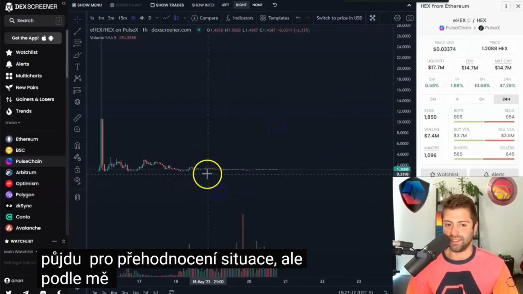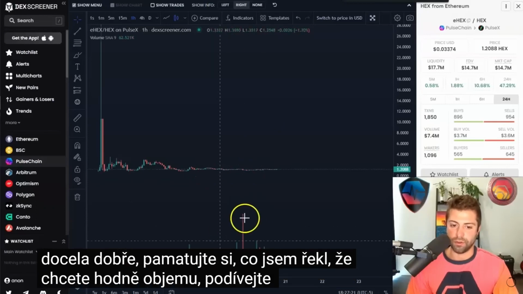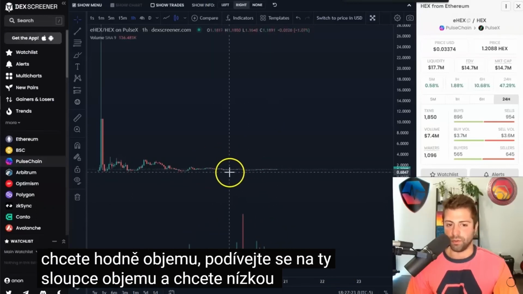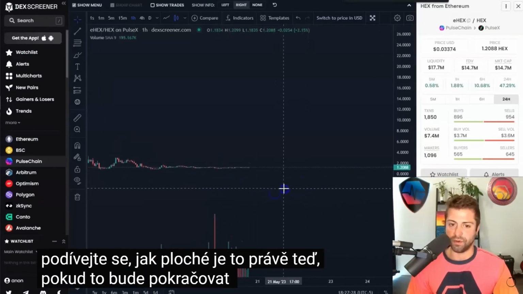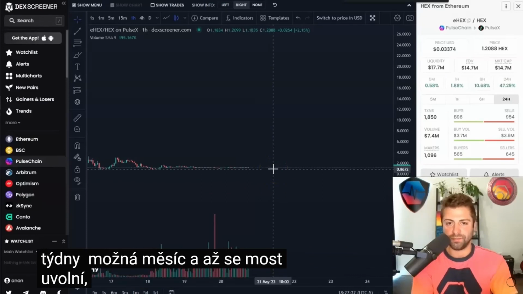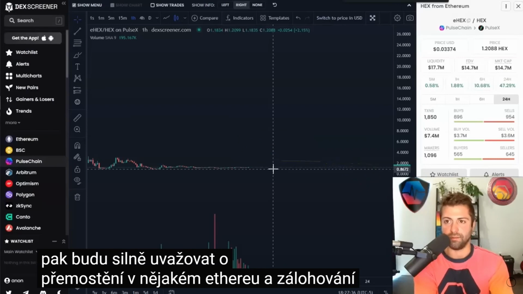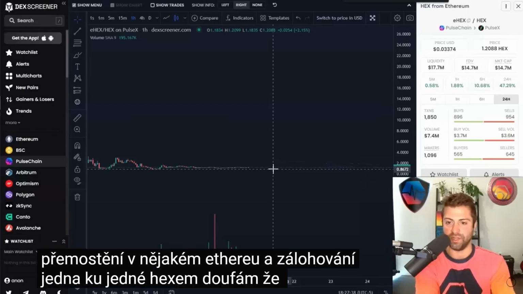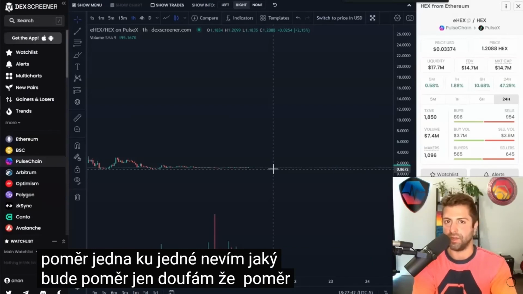But to me, guys, the situation's looking pretty good. Remember what I said. You want a lot of volume. Look at those volume bars. You want low volatility. Look at how flat that is right there. Now, if this continues for maybe another 2 weeks, maybe a month, and after the bridge clears, then I'm going to strongly consider bridging in some Ethereum and backing it 1-for-1 with HEX. Hopefully it's at a 1-for-1 ratio. I don't know what the ratio will be. I just hope that the ratio is stable.